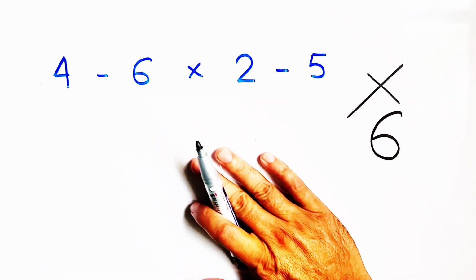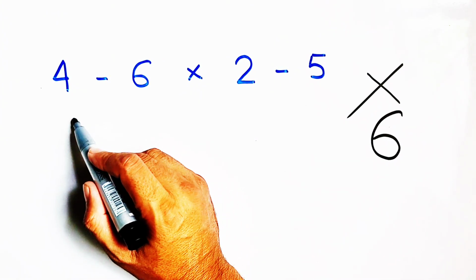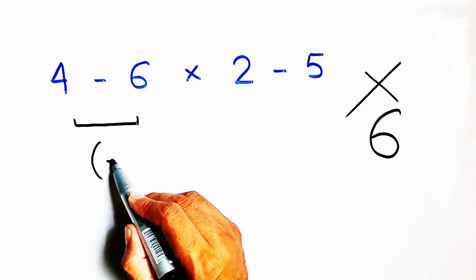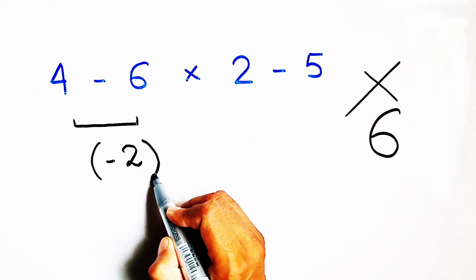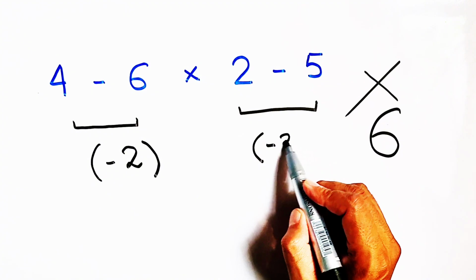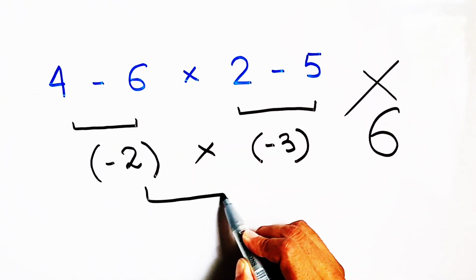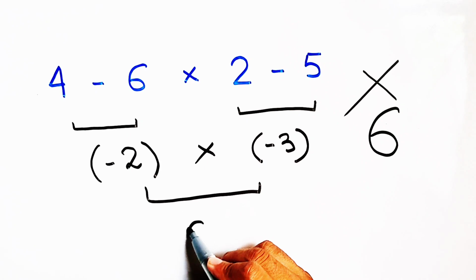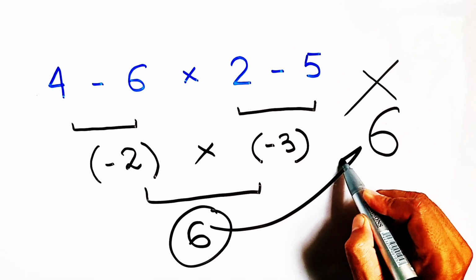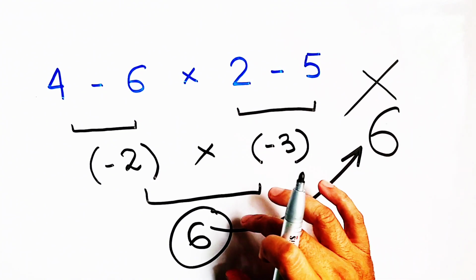How did they get 6? Because their method is this way: 4 minus 6 will be equal to minus 2, and here they will get minus 3. When they multiply these two numbers, they will reach 6. But I have already mentioned that this answer is wrong.